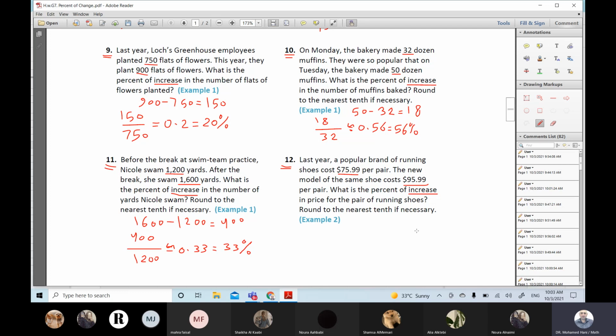Great work. So here we have increase. We want to find the amount of increase. We have here 95.99 minus 75.99. Then use the rule, part over whole. So the part will be, the answer of the subtraction here will be 20.